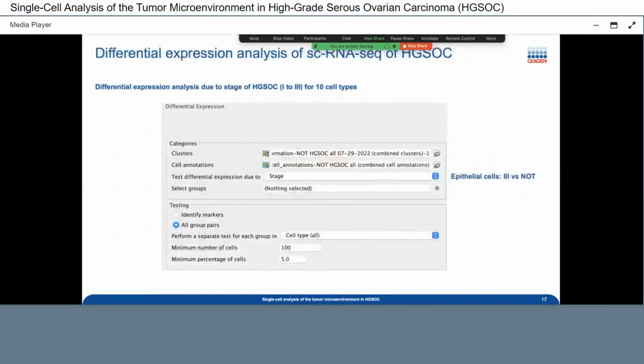Now let's look at the differential expression analysis of that particular single cell data, and you can set up any sort of comparison. The one I've looked at is based on stage, right? And looking at all group pairs. Basically, this kind of comparison. Epithelial cells, I want to look at stage 3 versus normal. I could have done it for fibroblasts or lymphocytes, the same thing.